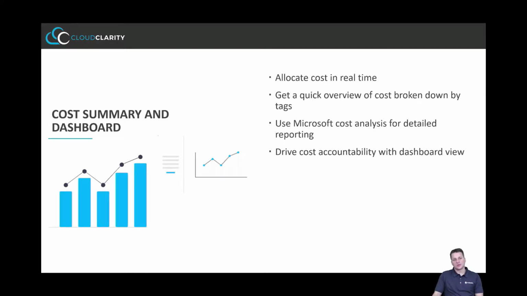Thanks, Timo. So to summarize, with CloudClarity we can not only report on cost, but we can allocate and reallocate cost in real time by simply changing tags. We can get a quick cost breakdown on any tag and therefore any metric that's important to us. The Microsoft cost analysis reports in the Azure portal are great once the tags are set correctly, so I really encourage you to use those.